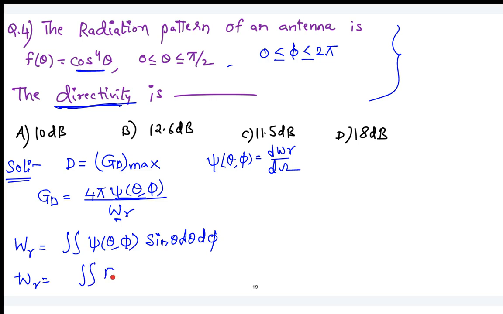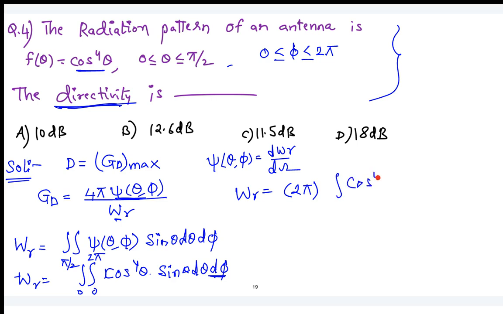Cos power 4 theta, sine theta, d theta, d phi, with theta varying from 0 to pi by 2 and phi varying from 0 to 2 pi. So what is the radiated power you are going to get? With respect to phi, straight away I can take 2 pi, which is a constant, and the integration of cos power 4 theta sine theta d theta, with theta varying from 0 to pi by 2. So how to do this integration? We know one formula, right? What is that formula? Integrating f dash of theta into f of theta.